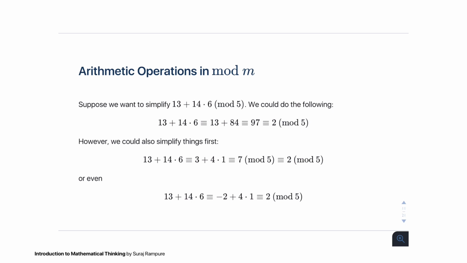But we also could have simplified things at first, right? We could have simplified 6 to be written as 1, because we know the remainder when you divide 6 by 5 is 1. And we could also rewrite 13 and 14 as 3 and 4, right? So instead of multiplying out 14 times 6, I could have had 3 plus 4 times 1, and that gives me 7, which also gives me 2. So I get the same result. To reduce even one step further, I could have rewritten 13 as negative 2. Can someone walk me through why I could write 13 as negative 2?